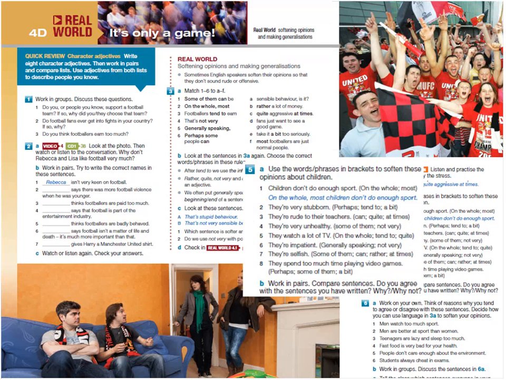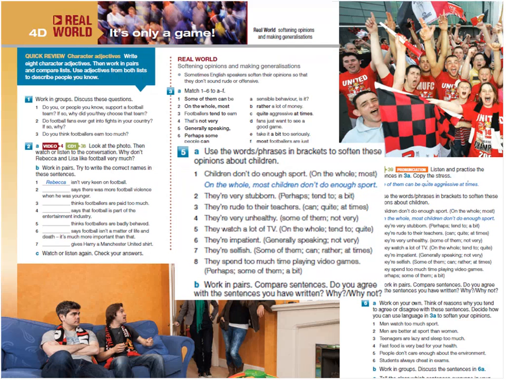Then we move on to some practice. Firstly, some controlled practice, where they have to make complete sentences using the words in brackets. These are opinions about children, another topic that can raise strong opinions. Children don't do enough sport. On the whole, most children don't do enough sport. They're very stubborn. Perhaps children tend to be a bit stubborn, etc. So they have to make softer phrases using the language. Then they compare sentences and decide if they agree with the sentences.